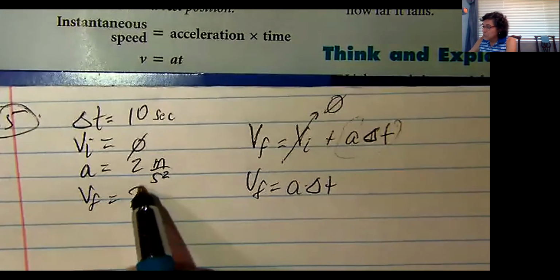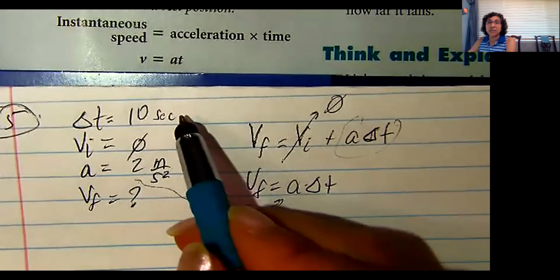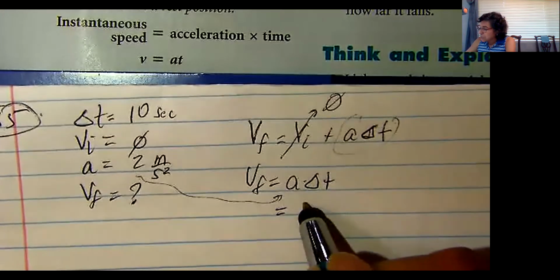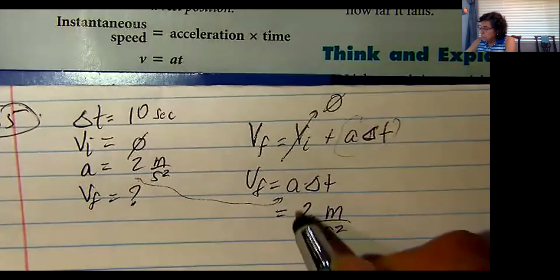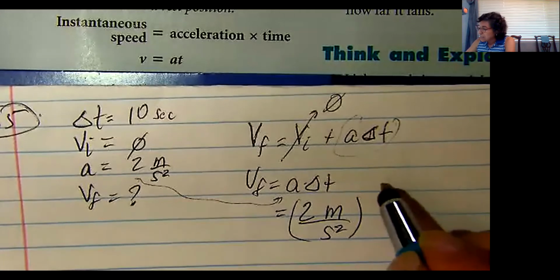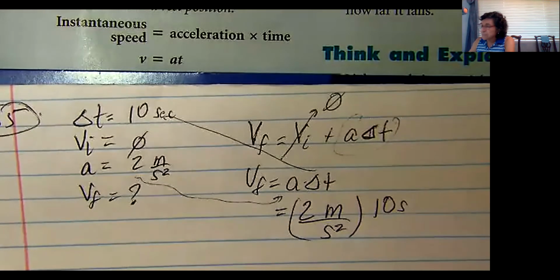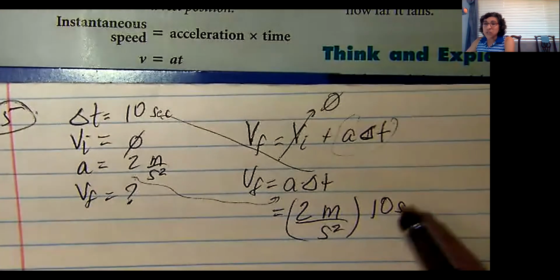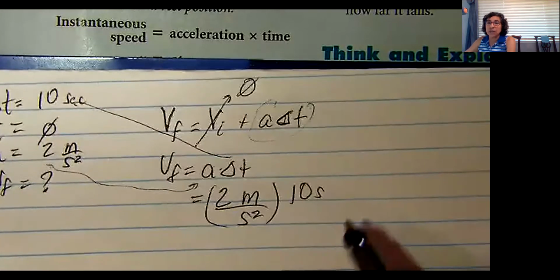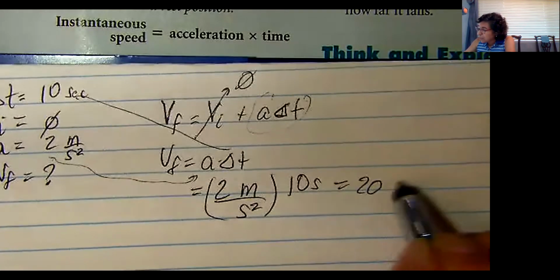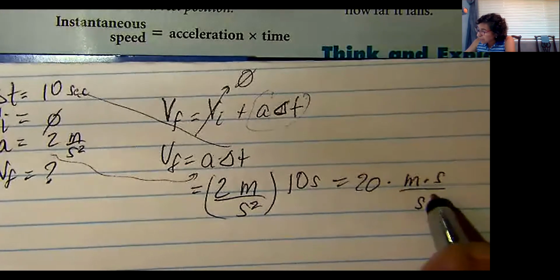The acceleration is 2, that's what we plug in there, and the time is 10 seconds. So let's look at our units. I got 2 meters per second squared, and I multiply that by the 10 seconds. Now, eventually you guys should see that one of the seconds cancels out. But so far, let's say I don't see it yet. 2 times 10 is 20, so I'll have meters times seconds all over seconds squared.